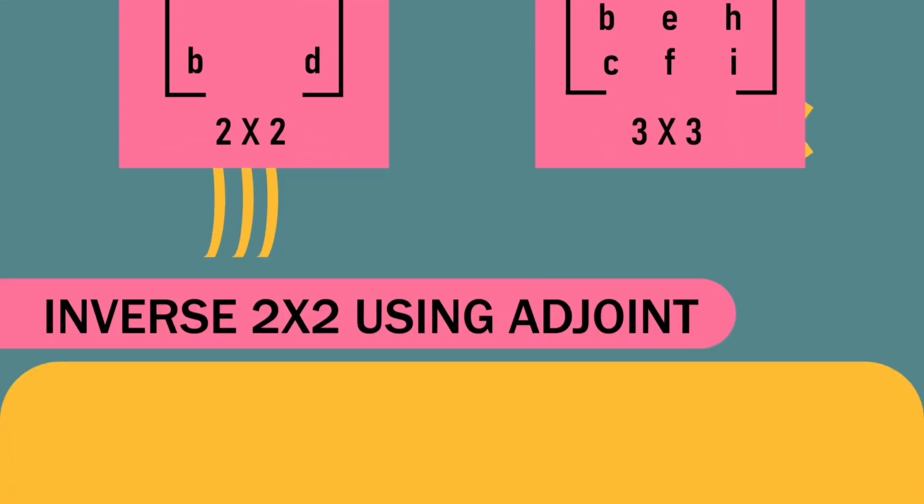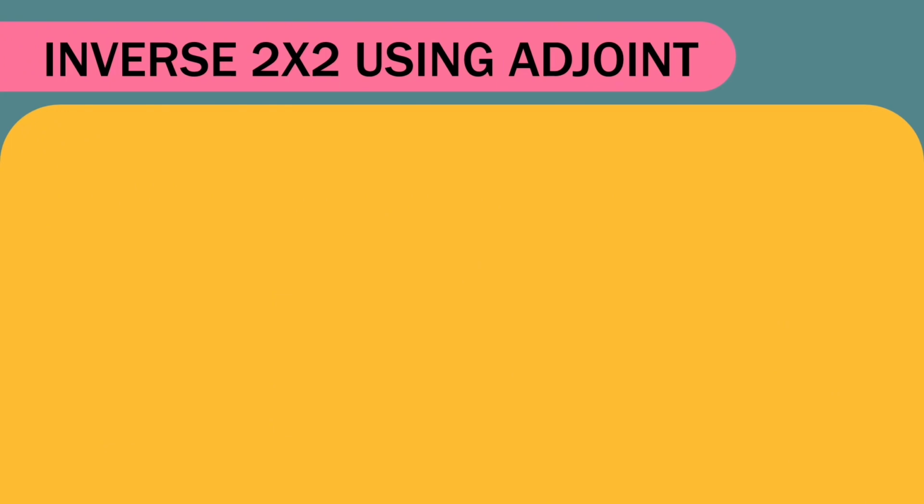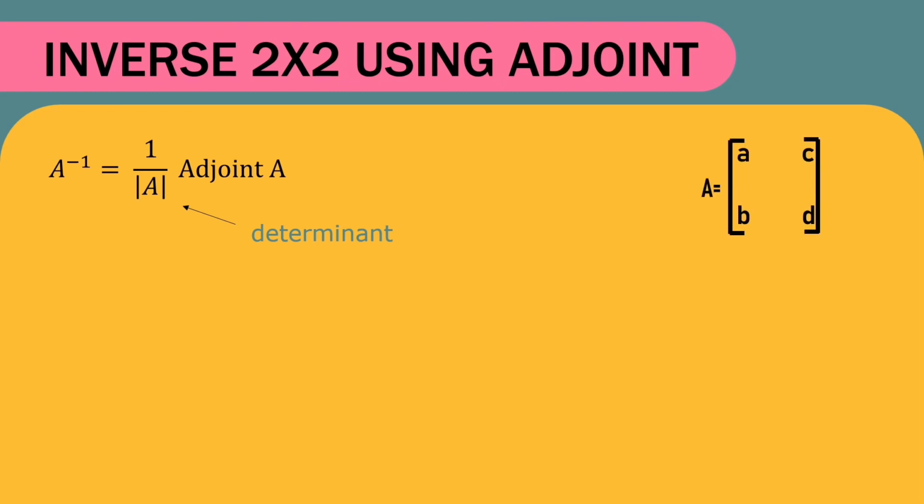Okay, let us learn how to solve the inverse of 2 by 2 matrices using the adjoint method. A inverse equals 1 over modulus A times the adjoint of A. This is the formula of the inverse. The modulus of A is known as the determinant. The A matrix is like this. We find its determinant by A times D minus C times B.